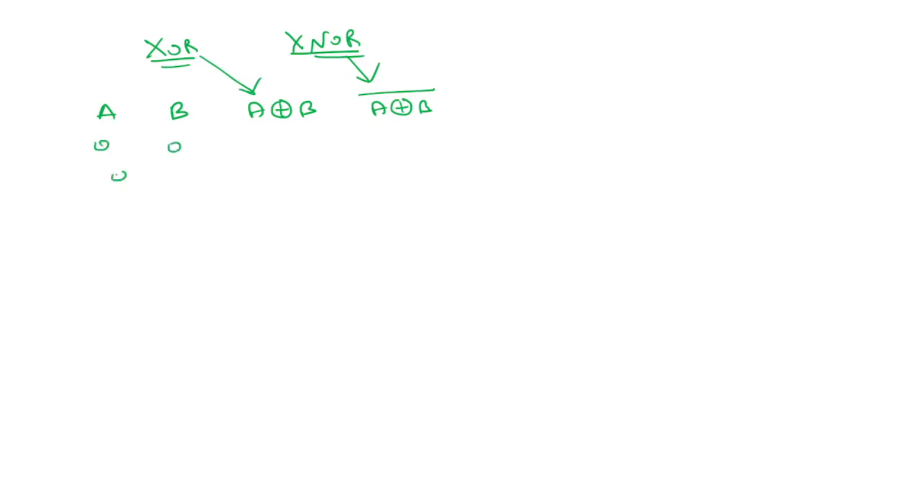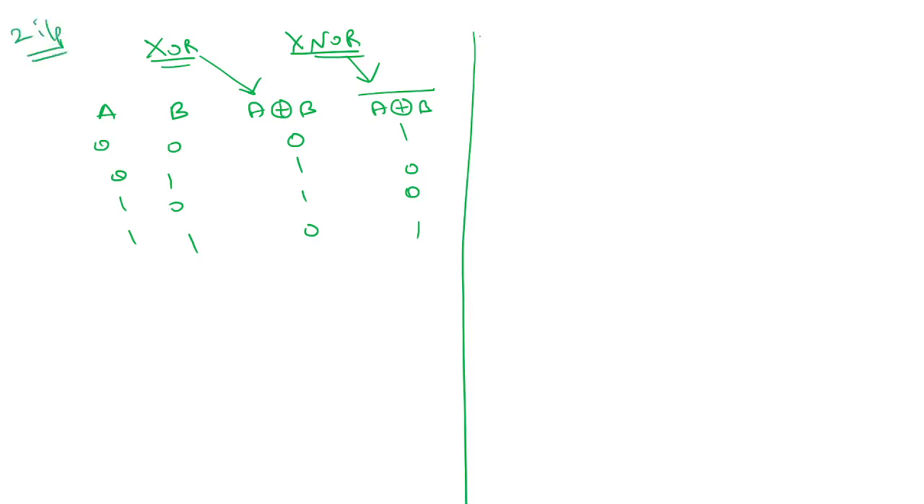Okay. So, what is XOR and XNOR? Let's say A and B. You talk about A XOR B, then this is A XOR B whole complement, right? This is XNOR, this is XOR. 0, 0, 0, 1, 1, 0, 1, 1, 0, 0, 0. Now, this is 2 input.